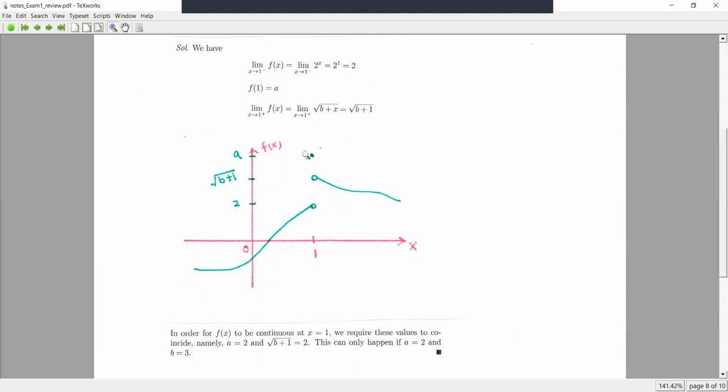That is, a is equal to 2, and the square root of b plus 1 is equal to 2. Therefore, the answer is a is 2 and b is 3. When a is 2 and b is 3, the graph of the function f is continuous at 1. Therefore, the function is continuous everywhere.